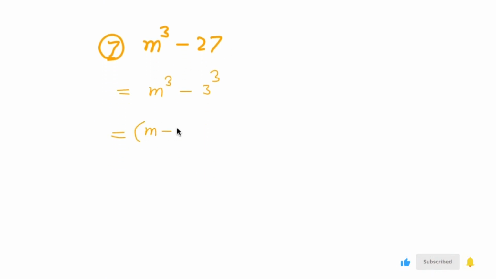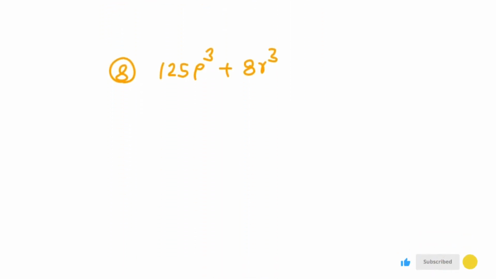So m minus 3. If here plus, so here plus also. Here minus, so minus. Now m square means a square, plus ab means a is m and b is 3. So 3m, but usually we write numbers first and then the alphabet. So 3m plus b square, it means 3 square, or I can write directly 9. Okay, so this is the answer. Here the most important thing is you have to know the formula, you have to remember the formula, and recognize which one you have to apply.